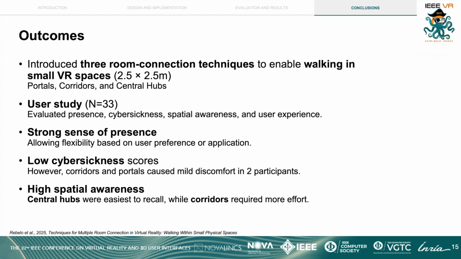Spatial awareness was really positive in both techniques. However, additional comments suggested that central hubs were the easiest to recall, as users could rely on a central reference point to navigate. This made it simpler to form a mental map of the environment. In contrast, corridors required more effort, as users had to remember room connections without a clear anchor.